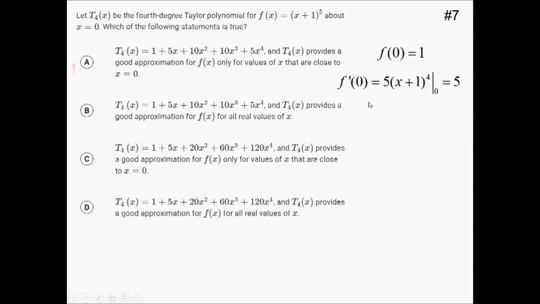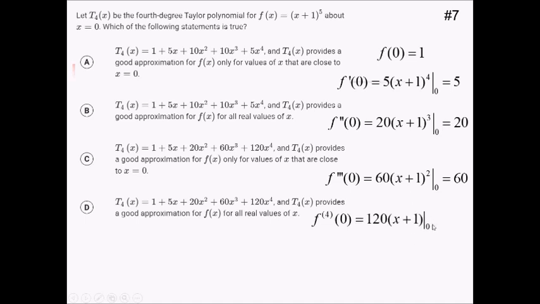So we've got f double prime, that's going to be 20(x plus 1) cubed evaluated at 0. And we have a 3rd power up there, so this is going to come out to 20. After that, for f triple prime, we're going to have 60(x plus 1) to the 2nd power evaluated at 0, and that's going to come out to 60. So you can see a pattern here. And then finally, the fourth derivative, that's going to be 120(x plus 1). Evaluate that at 0, and that comes out to 120.